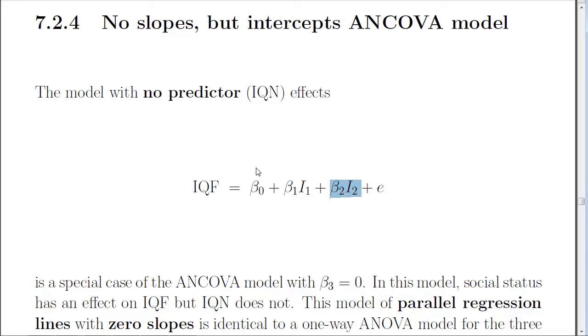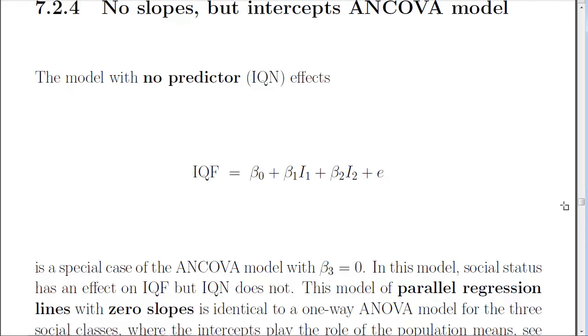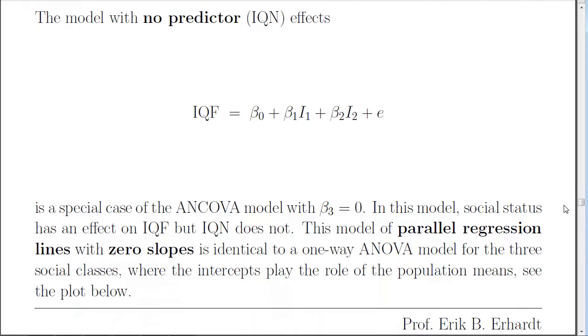And so this is really just, we've got three means. We have beta naught, we have beta naught plus beta 1 for the high group, and we have beta naught plus beta 2 for the medium group. Those are our three means, just like in analysis of variance. And this is just another way to parameterize or write out that model in equation form.